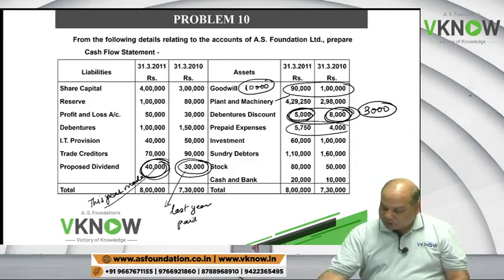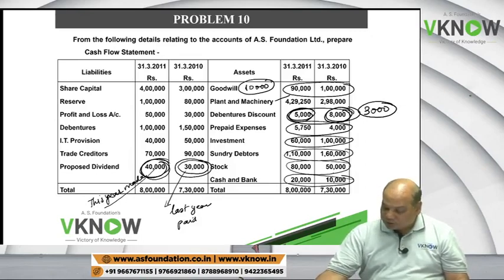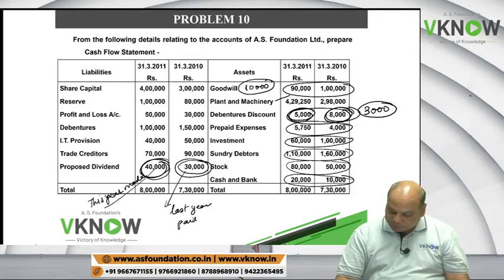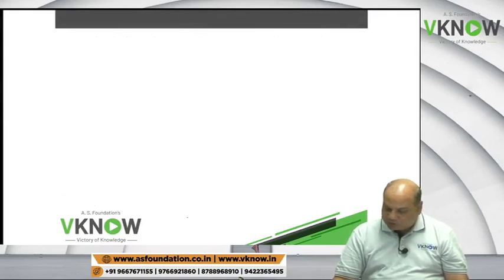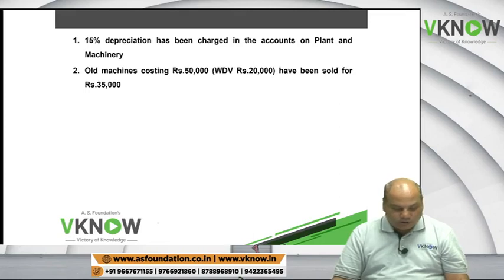Then prepaid expense is a current asset item. Investment. Debtor is a current asset item. Stock is a current asset item. And cash in bank. Seems like an easy question. Yes or no? It appears to be an easy question. Now let us see the adjustments given below.